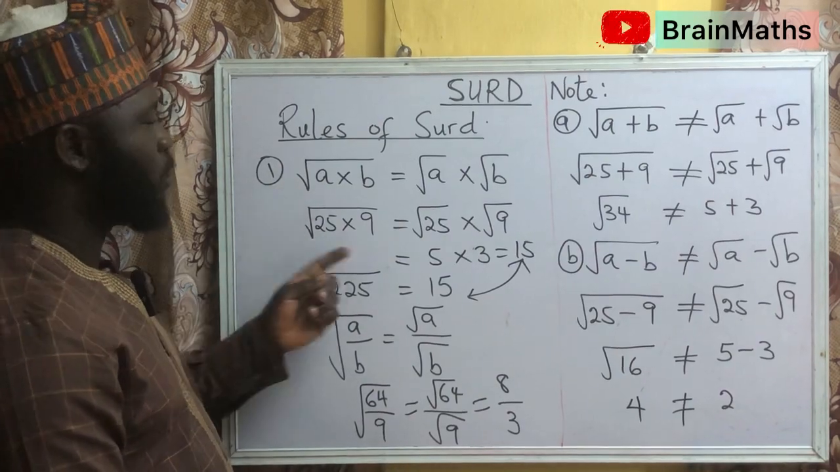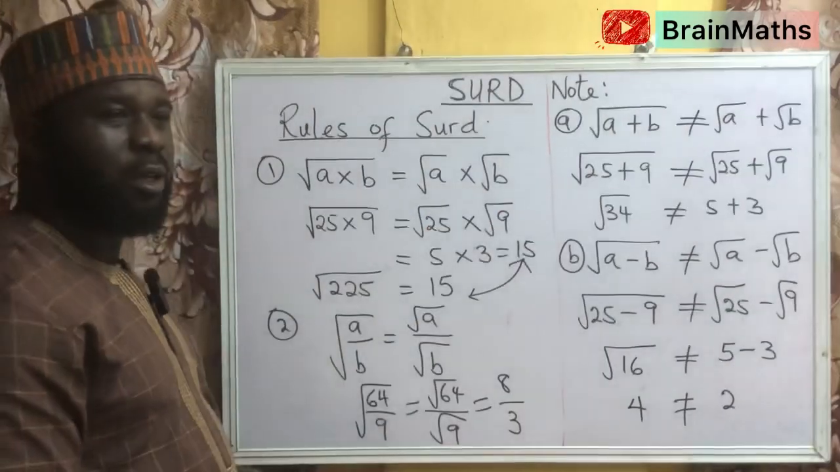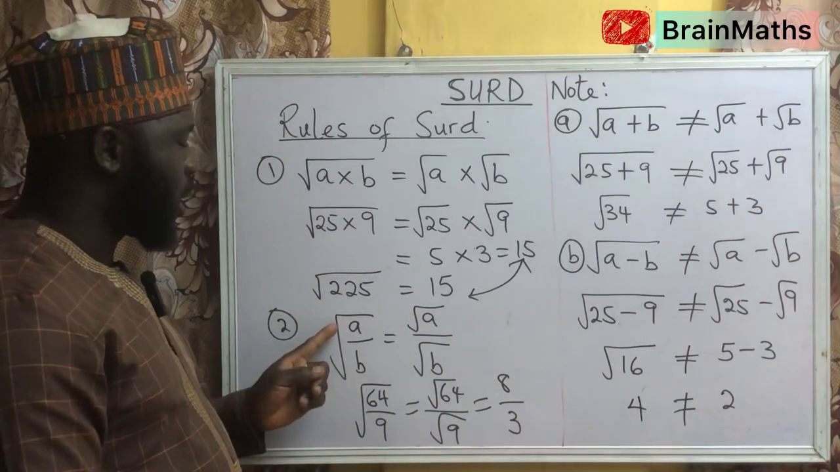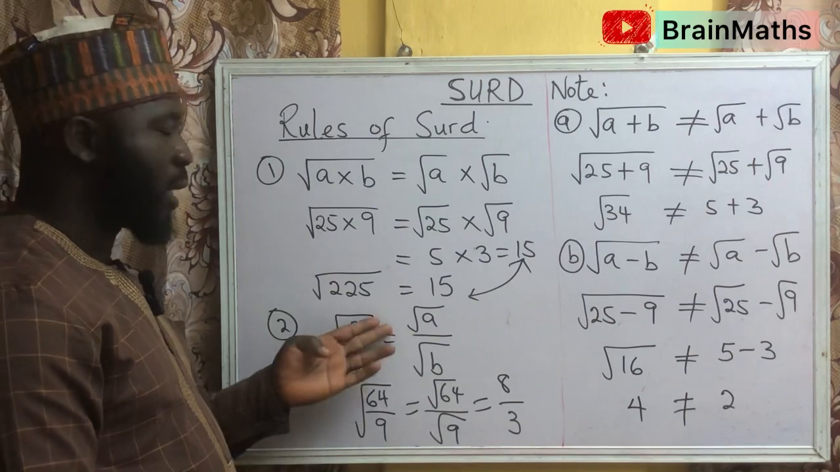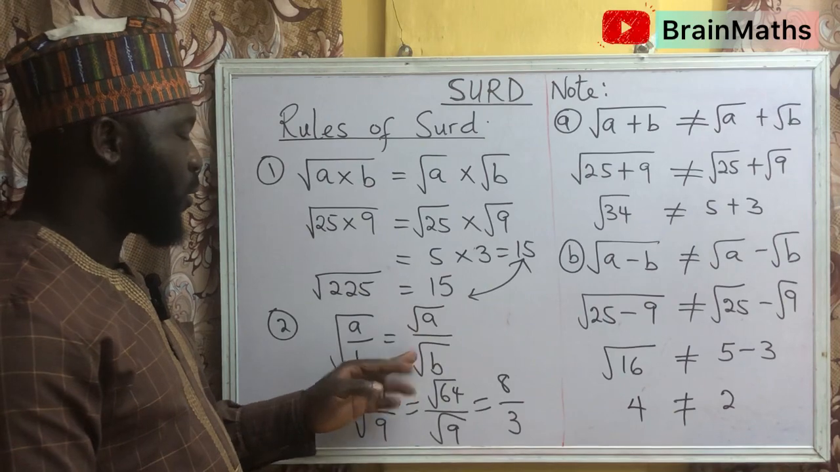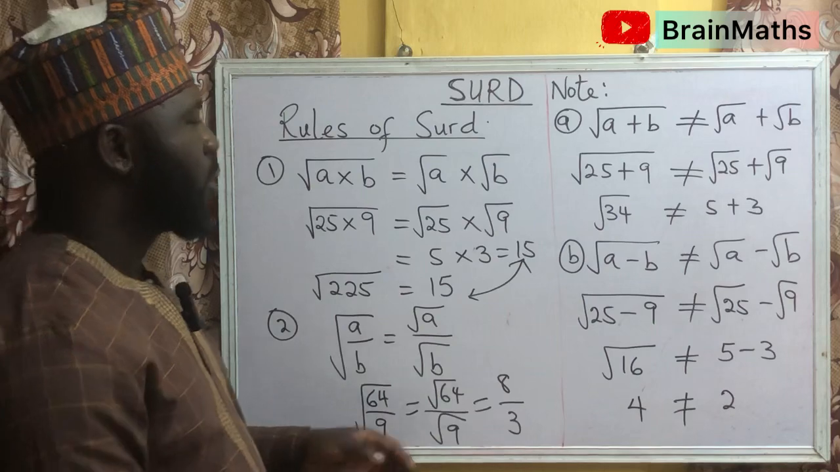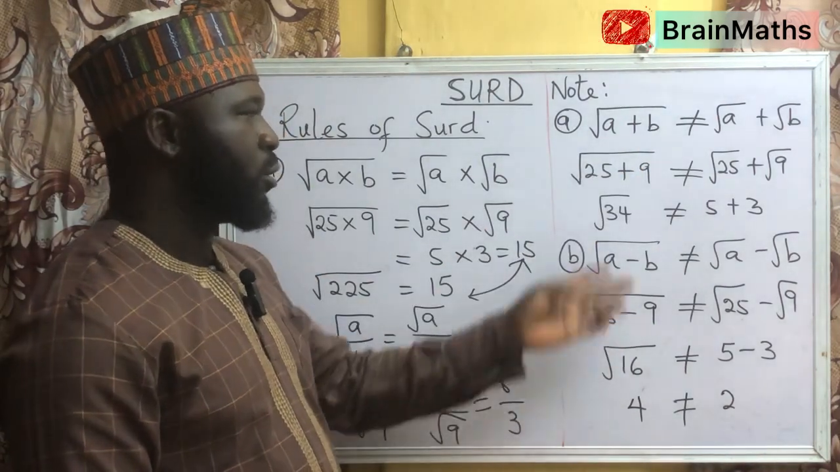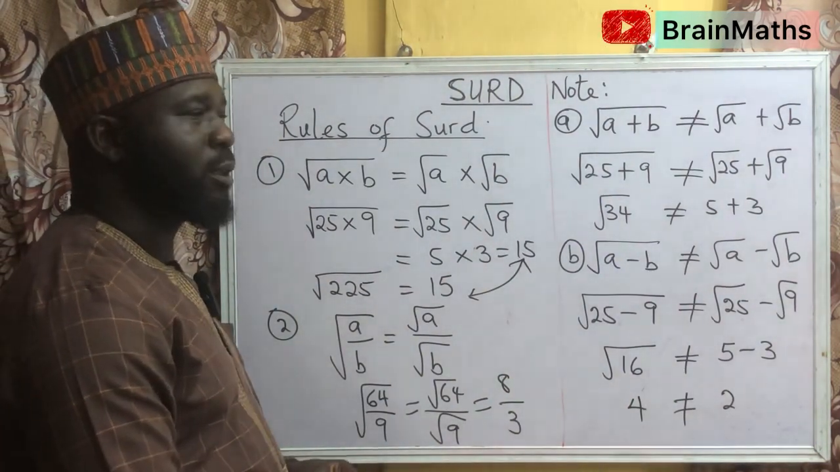having a square root, we can break it into the square root of a standing independently of b. And also, whenever we are given the square root of a covering both a and b as division, we can also break them into the square root of a standing independently of b, and we are still going to get the same answer. So if you look at the other side, the addition and subtraction do not work the same way with multiplication and division.